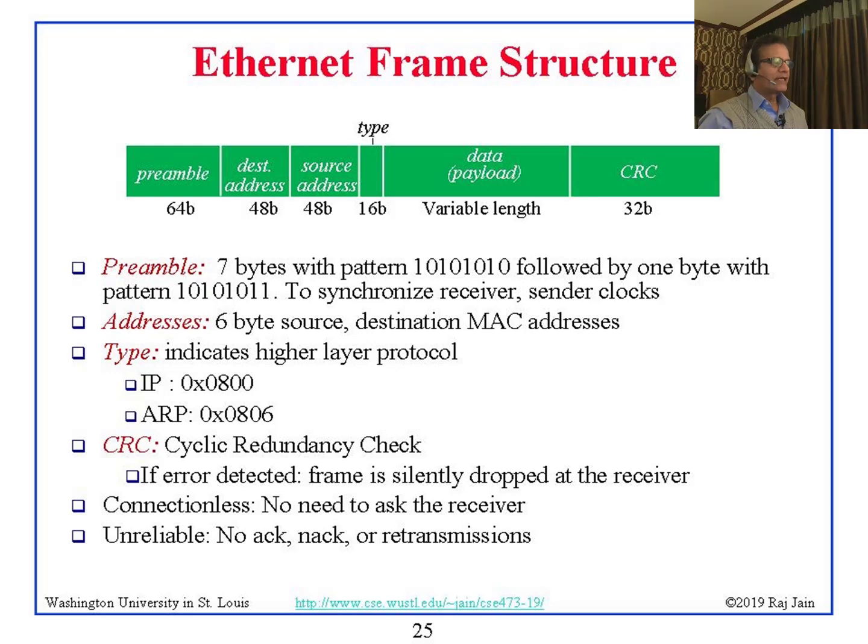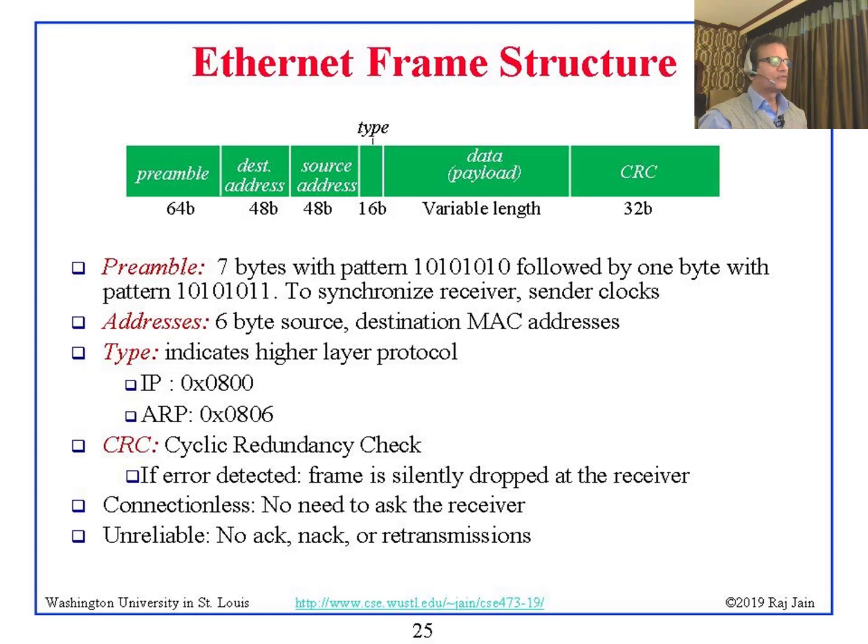So before you send anything, you have to send these 64 bits, which are fixed. Alternating ones and zeros, and then followed by just 2 ones. When you get those 2 ones, then you know that the preamble has ended. Just in case you came in the middle of the preamble, you know that the preamble has ended and the data starts.